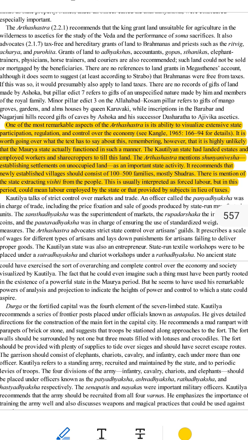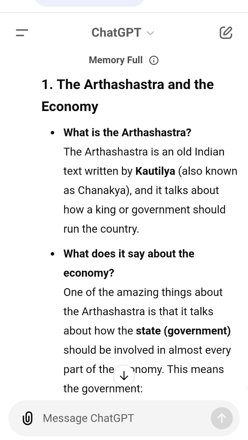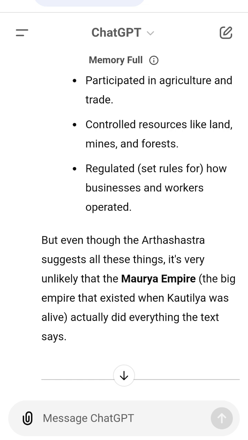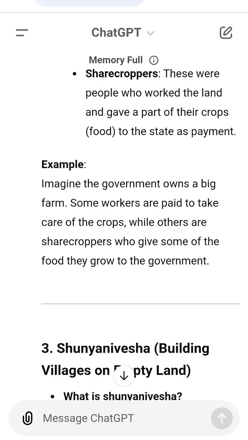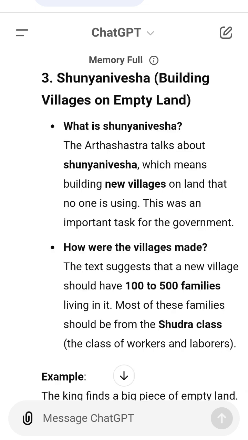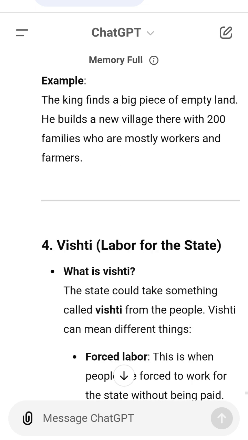6. Extra information for understanding: why does the government control so much? Kautilya believed that a strong government should control important parts of the economy to make sure the country stayed strong. If the government owned land, mines and resources, it would have more power and be able to help people during hard times, like famines or wars. Example: if the government had large farms and stored a lot of food, it could help feed people during a drought when crops weren't growing.